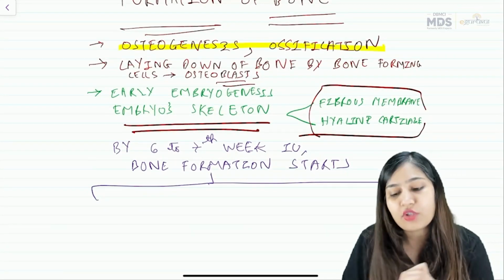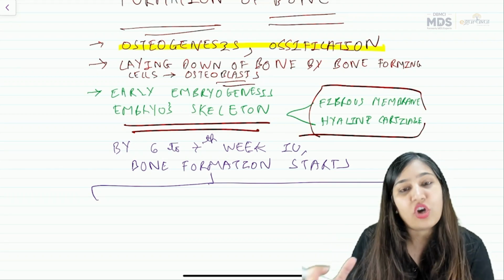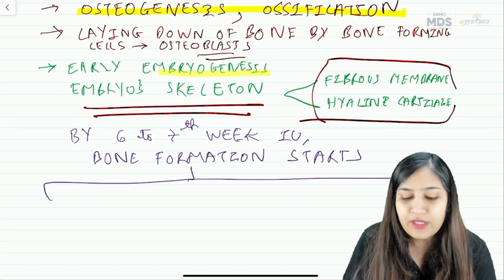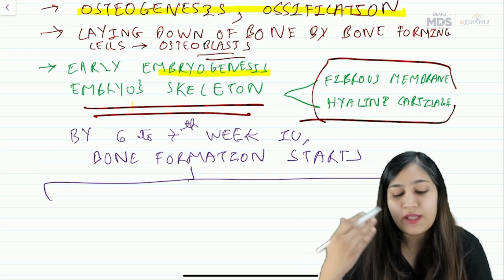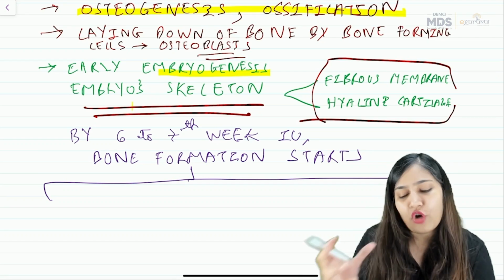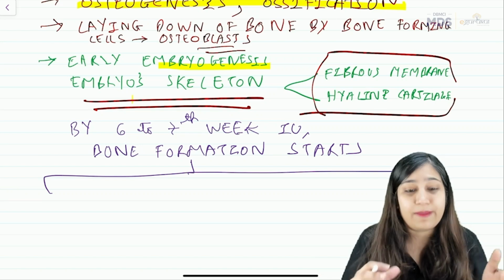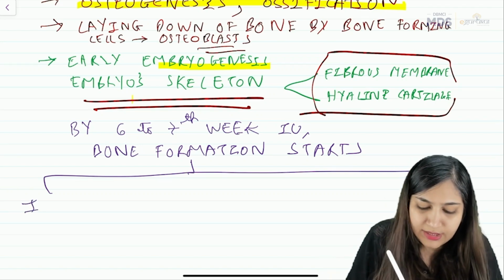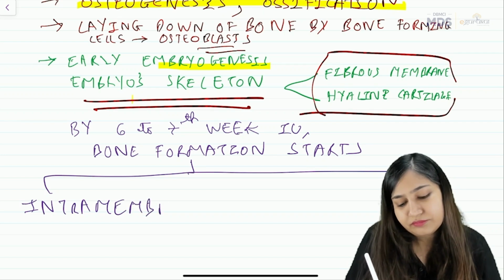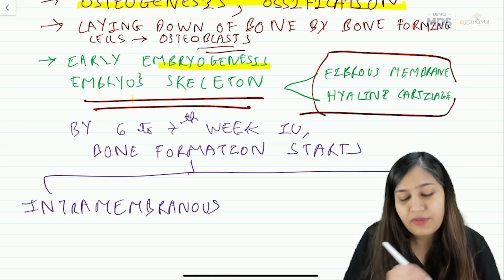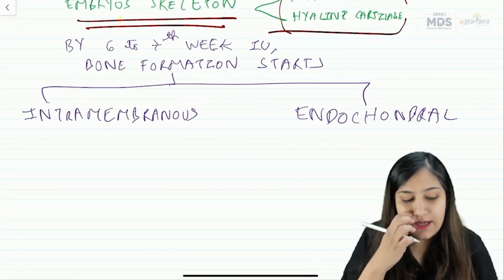So bone formation is mainly osteogenesis or ossification. It is mainly laid down by bone forming cells, that is osteoblast cells. Early during embryogenesis, the embryo skeleton is made up of fibrous membrane and hyaline cartilage. But with the 6th to 7th week, bone formation starts through two pathways. Either one of them, not both. It forms through intramembranous and endochondral.